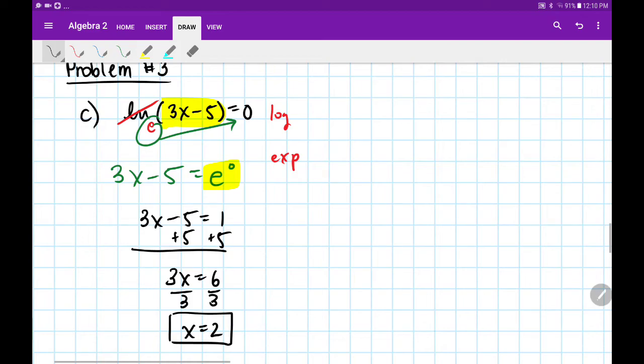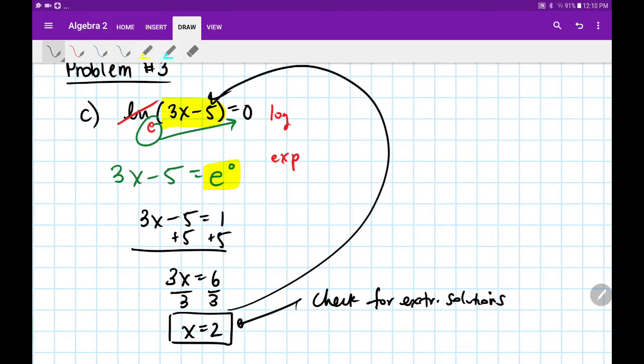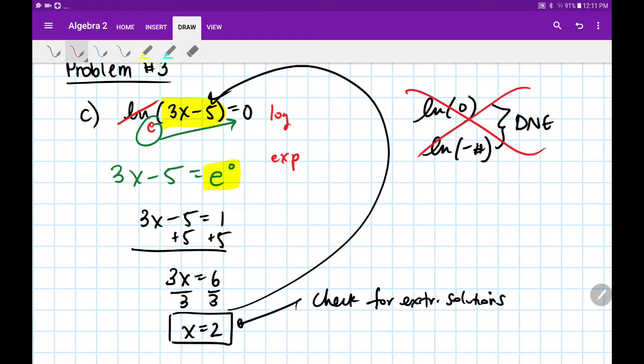But before we circle our answer and feel okay with that, we have to check. We have to check for extraneous solutions. So we've got to take that 2, plug it way back in here into our original expression, and make sure that we don't end up taking natural log of 0 or natural log of a negative number, because these do not exist. These would give us extraneous answers. So let's plug it in.